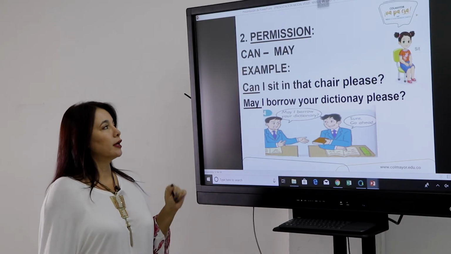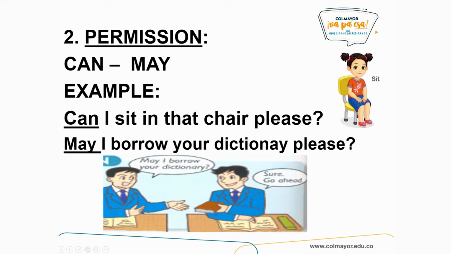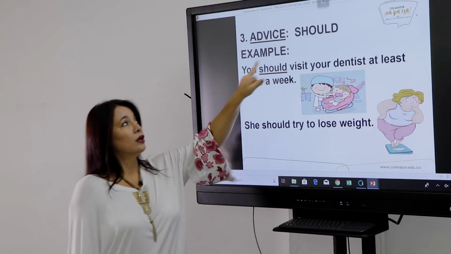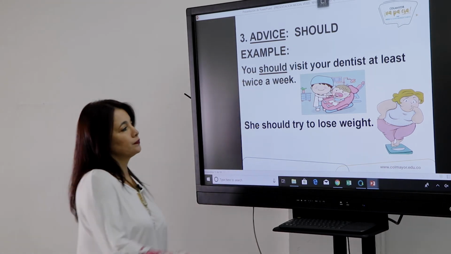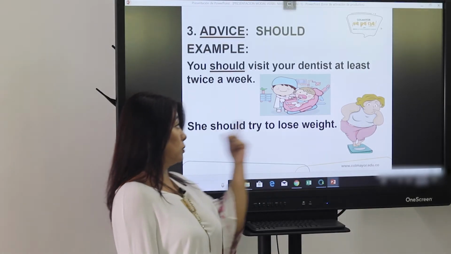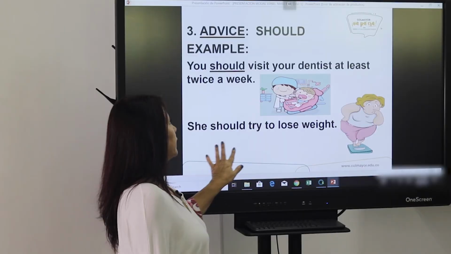Another aspect, permission: can and may. For example, can I sit in that chair, please? May I borrow your dictionary, please? Number 3, to give advice, use should. For example, you should visit your dentist at least twice a week. Or if you look at the picture, the girl is a little fat and you say, she should try to lose weight.